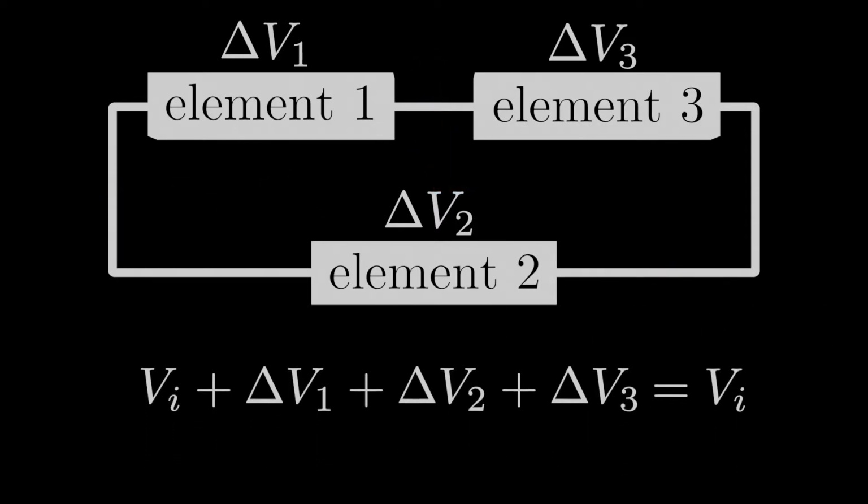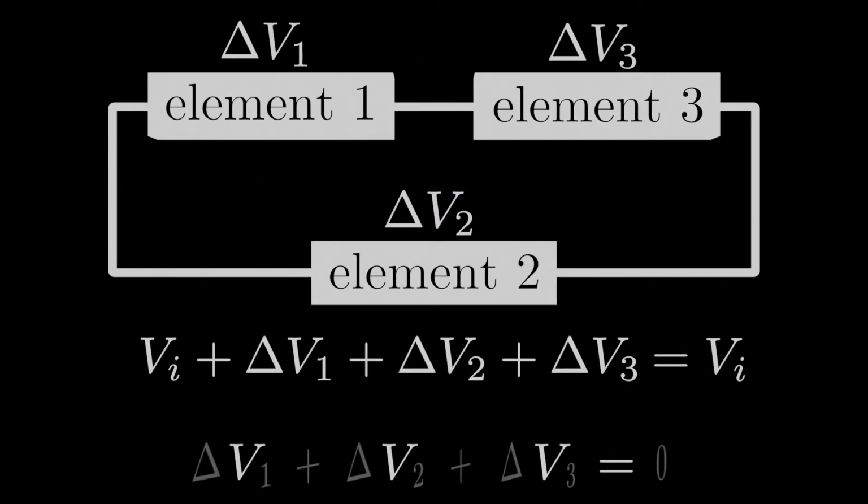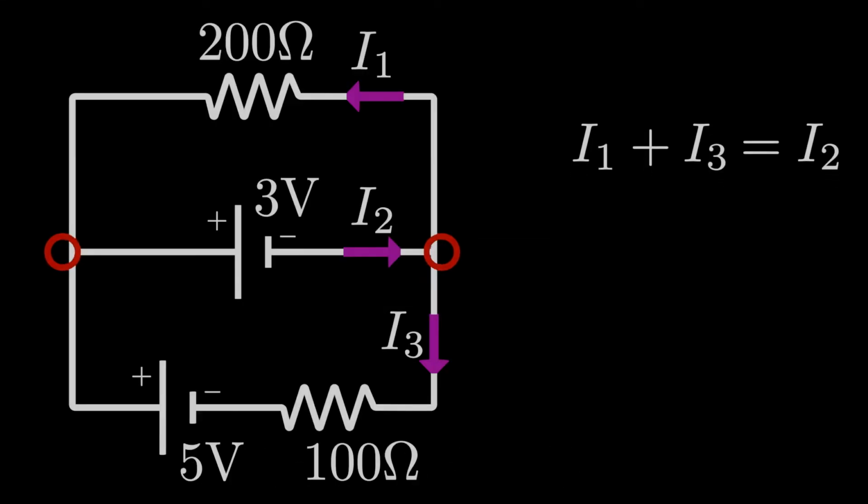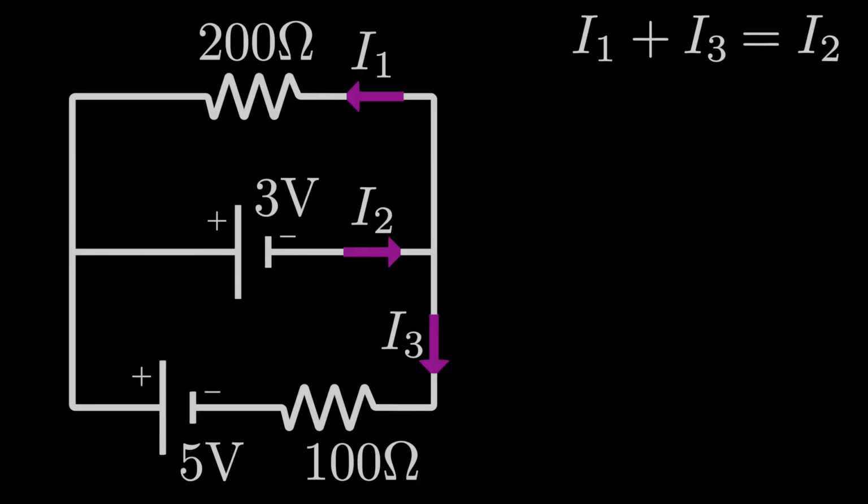Just subtracting V sub I on both sides, we end up again with Kirchhoff's second law. The sum of all potential differences around a closed loop in a circuit is equal to 0. So let's make use of the second law in our example circuit. In this circuit, we have 3 closed loops here.